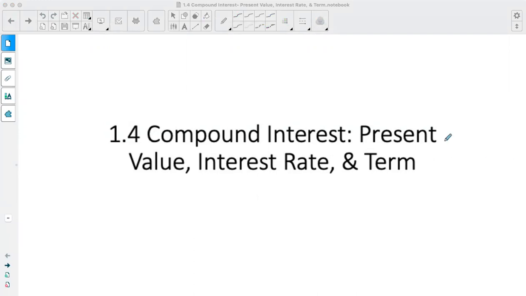Hi, today we are looking at section 1.4, in which we're still looking at compound interest, but we're going to be solving for different values than we did in the previous section. In the last section, we only really solved for our amount or our time for it to double. Today, we'll be looking at solving for our present value, also known as principal, or interest rate, or our term.